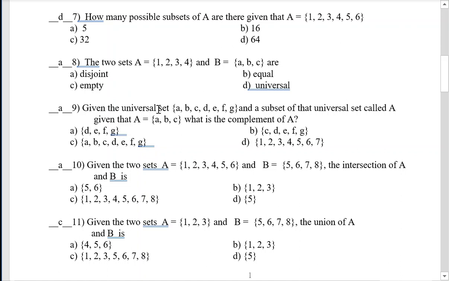Number 9, given a universal set, these elements right here, and a subset called A. Okay, A, B, C. So these three came from this up here. We're saying this is a subset of this universal set here. Now, what's the complement of this set here? Okay, so A, B, C here, and then everything else is in the complement set. So D, E, F, and G, that set would make up the complement. What's not in A, from the universal set. These are the elements that are not in set A, right? So D, E, F, G right there would be C. Let's see, we got A, B, C, and then D, E, F, G, that would be A.